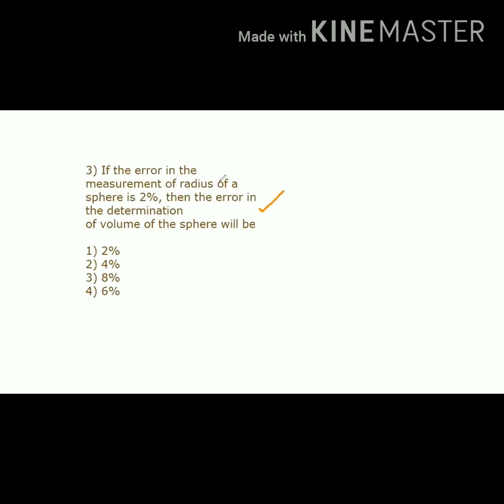So here you can see the radius percentage error, that is written as delta A by A percent, is given in the question itself to be 2%. Now they are asking you the volume of the sphere. What will be the error in the volume of the sphere? We all know and we have studied in our smaller classes that volume of the sphere is 4 by 3 pi r cube, right?